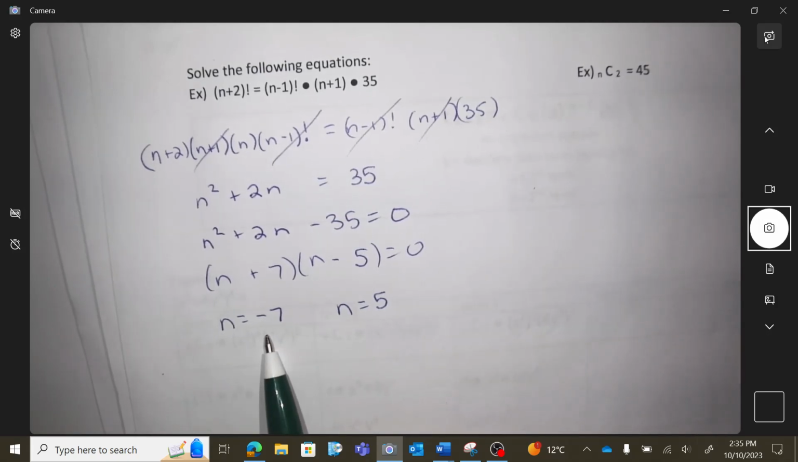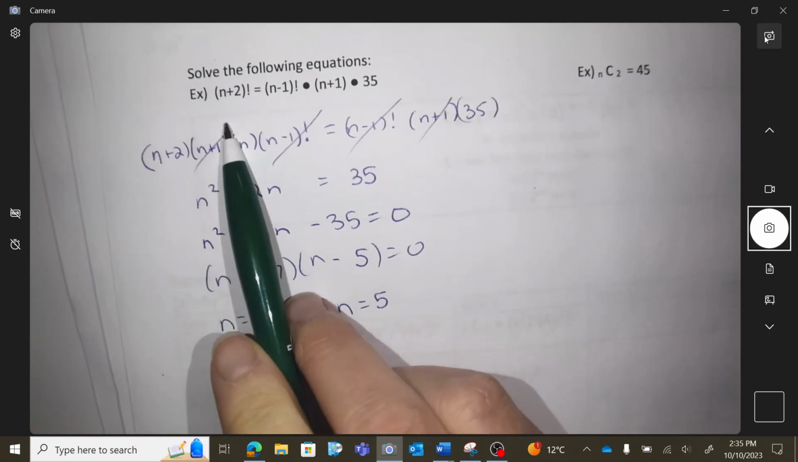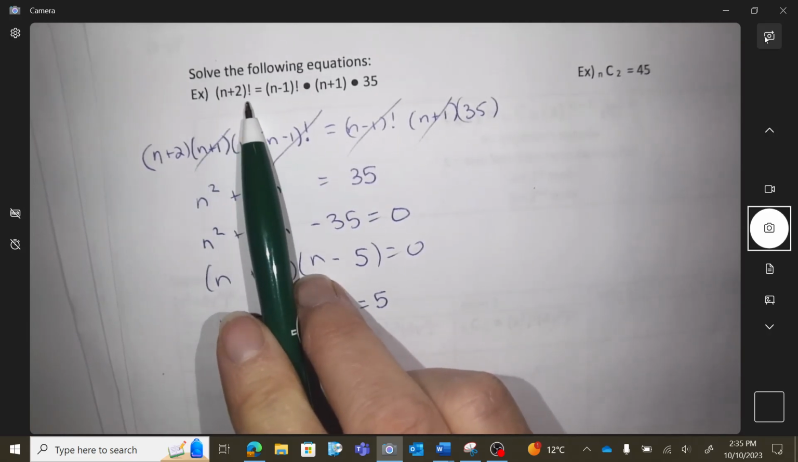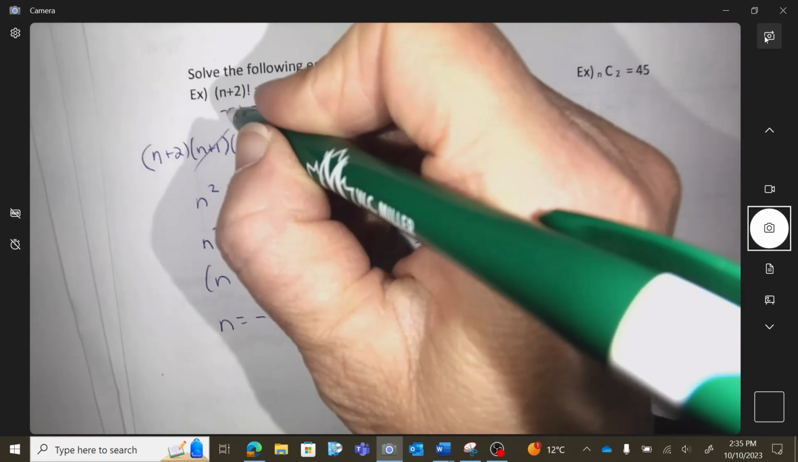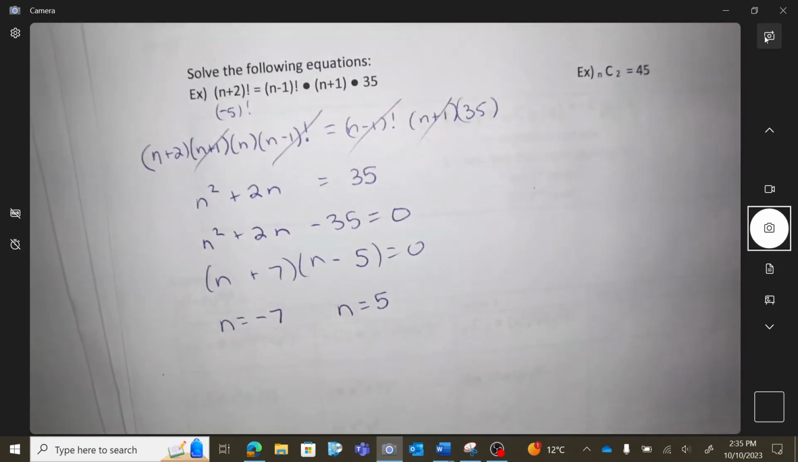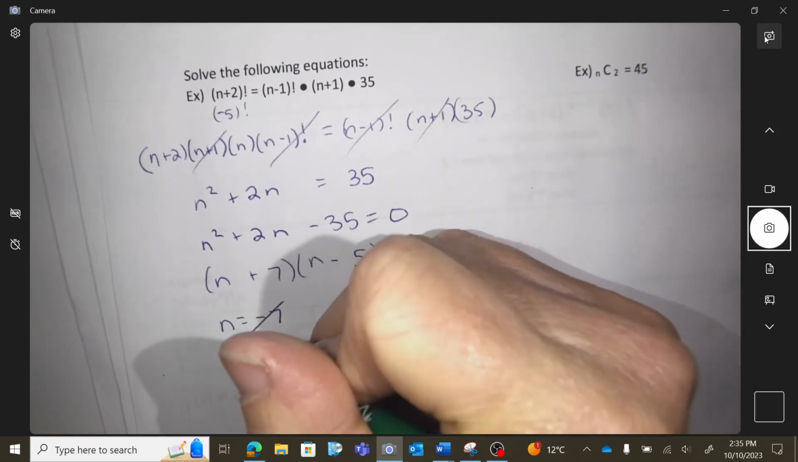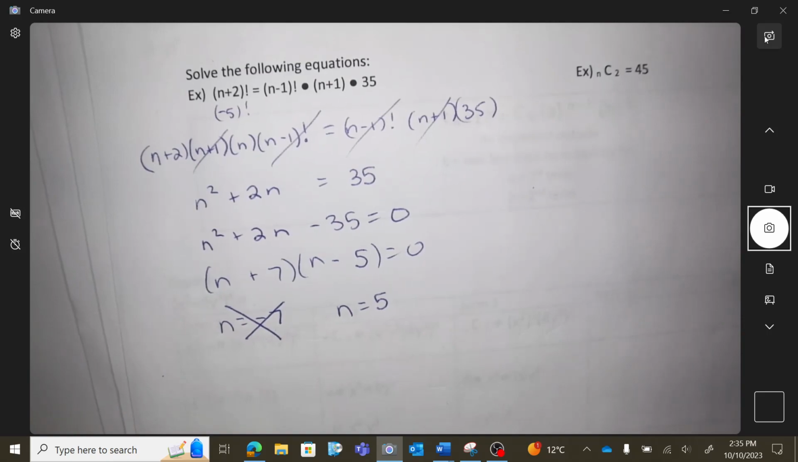But this one won't work if I plug it in, because if I make n -7 and I go here, -7 plus 2, well, that's -5 factorial. And what do you know about factorials? Where do you always stop with your numbers? 1. 1 is the lowest you can ever get to, right? So you can't do a negative number.